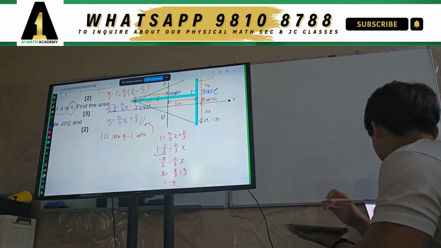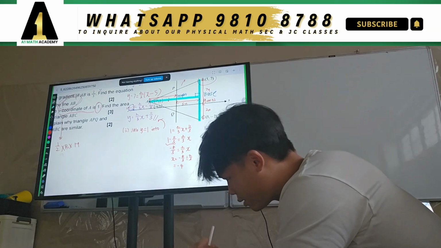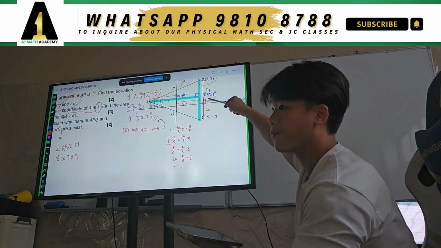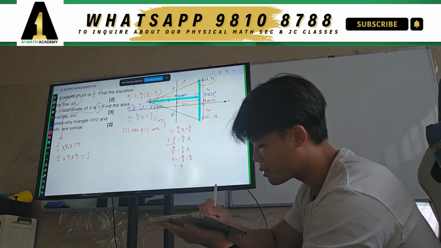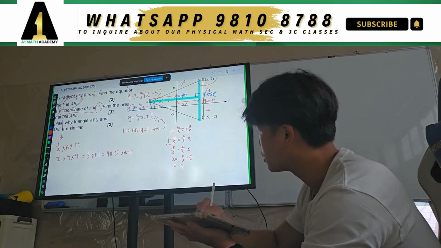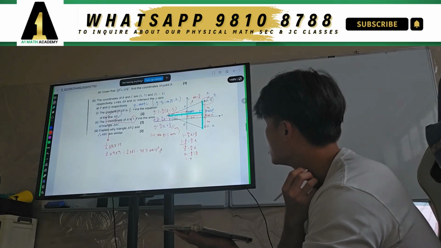So what's the area? The area therefore is half times 9 times 9, because I know the base itself is also 9 units. So in the end it's just half times 81. So you get 40.5 units squared. That's about it.